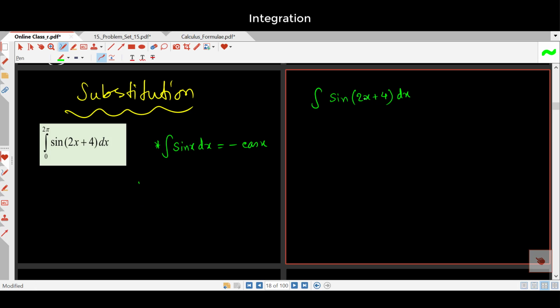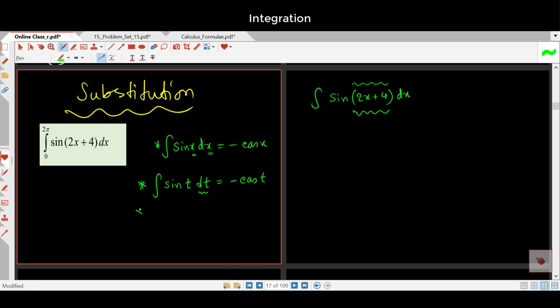The substitution process says that if you can convert it to a single variable, any variable can be considered instead of this 2x plus 4, then the calculations will be easier. Suppose we have x and we are integrating with respect to x, then the result is minus cosine x. So the variable doesn't matter. If we have sine t and we are integrating with respect to t, we will have minus cosine t. Suppose we have sine u and we are integrating with respect to u, then the result is the same, minus cosine u. So you can see the variable doesn't matter, x, t, u, whatever, the formula is the same.